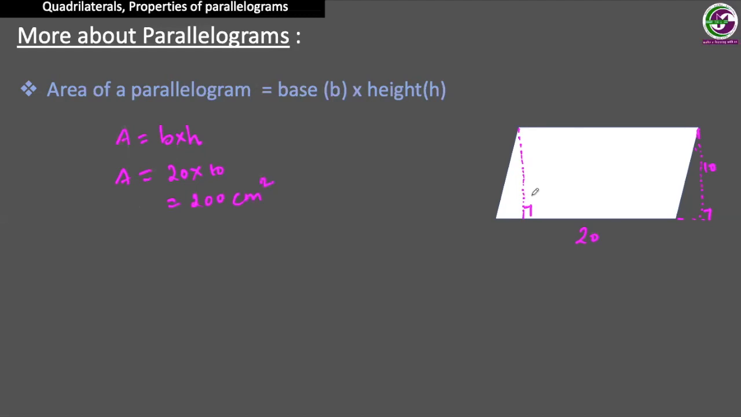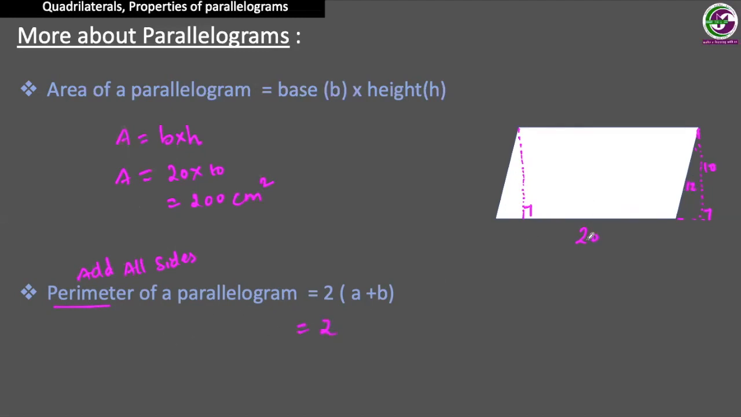What about the perimeter? The word meaning of perimeter is add all the sides for any shape. Add all sides. So we have 20. Don't take 10 because 10 is the perpendicular height. So let's say this is 12. So the perimeter will be 2 times 20 plus 12, or simply 20 plus 12 because 2 is outside, which will be 2 times 32, which is 64 centimeters.